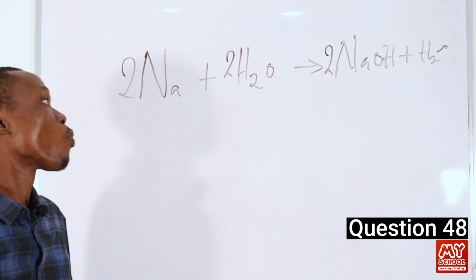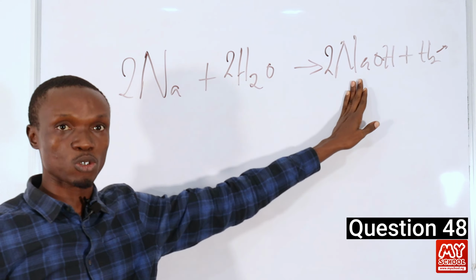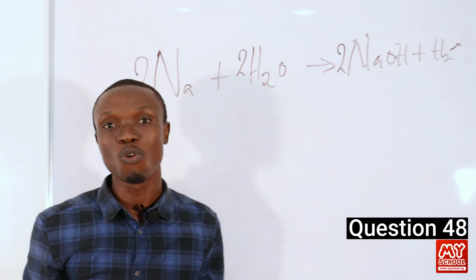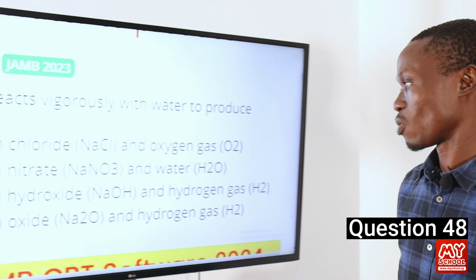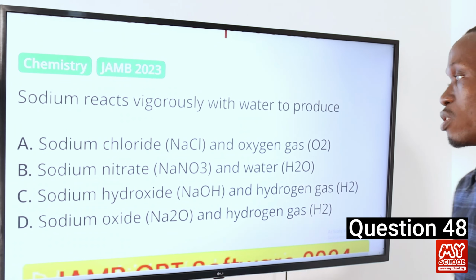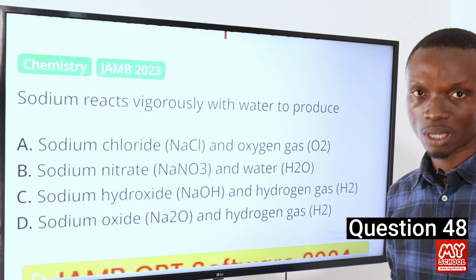So when sodium reacts with water, you are going to be having sodium hydroxide and hydrogen gas as the product. So let's move over to the screen to pick the correct option to this question. From what we did on the board, the correct option to this question is option C, sodium hydroxide and hydrogen gas.